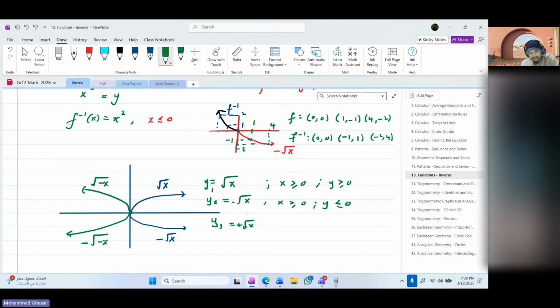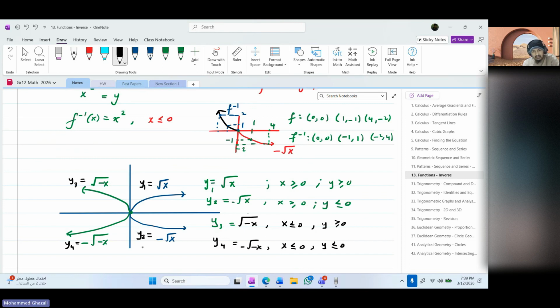The third function is this top one here, positive square root of negative x. In this case, the domain is negative. It has to be negative. Negative and negative will cancel out, and the range is positive. And the fourth one is negative square root of negative x, where the domain is negative and the range is also negative, right? So that's the fourth graph: y4, y3, y1, and y2. These are the domain and range for each of these types of graphs.